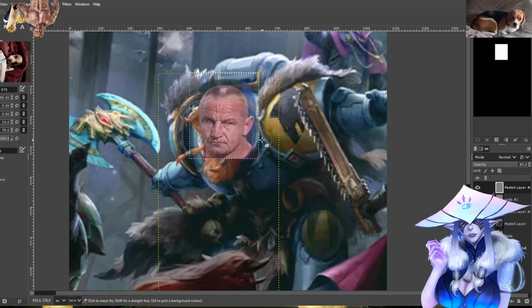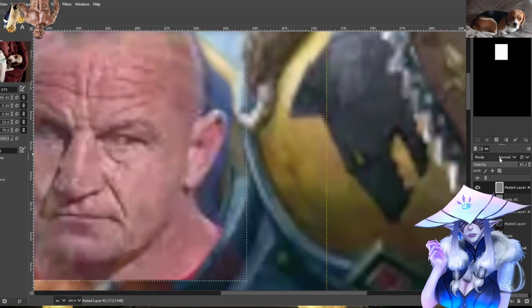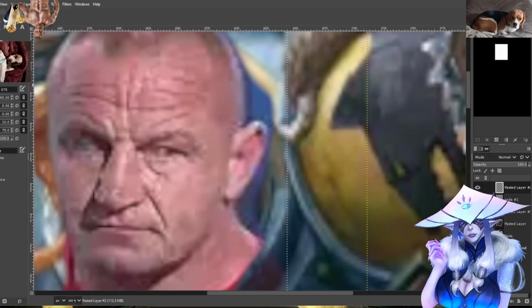There we go. Now we only have Pudzian's head. Oh, now he has a dent. Okay, now we need to be very, very delicate here. We don't want to get rid of his ear. We did just kind of cut into his ear. Look at this. We're making our own Pudzian Space Marine.